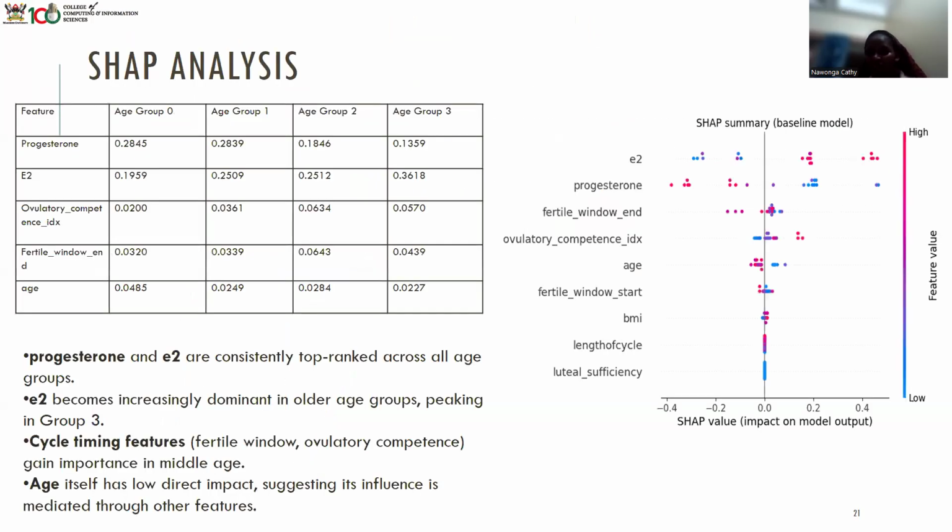Then this grounded the SHAP comparison. It shows how feature importance shifts across age groups. Progesterone is dominant in younger patients, while cycle timing and BMI take precedence in older cohorts.